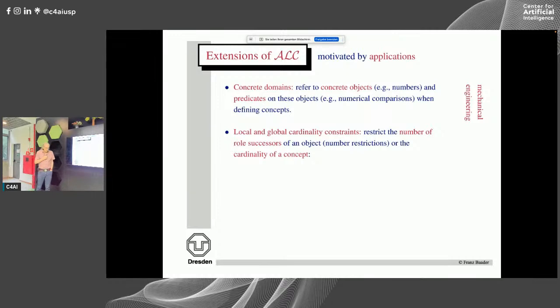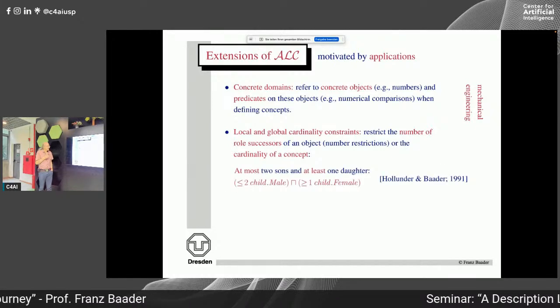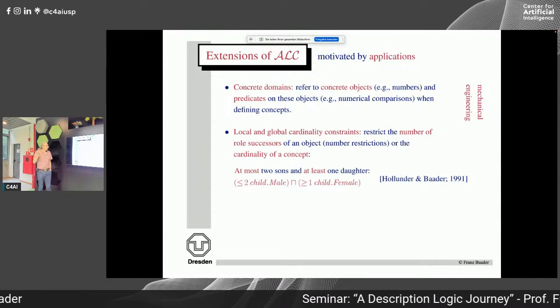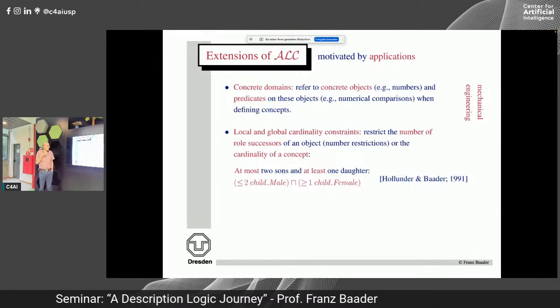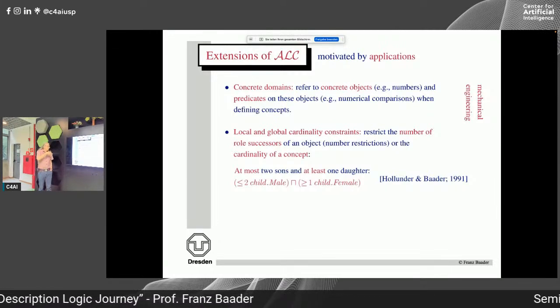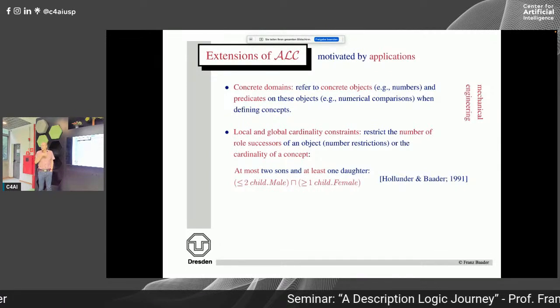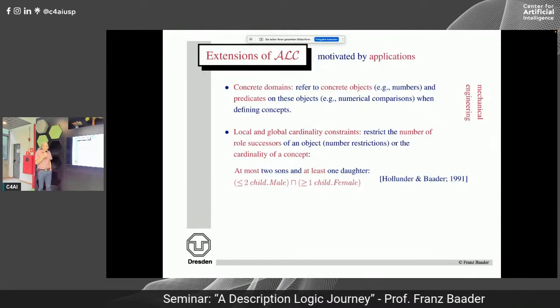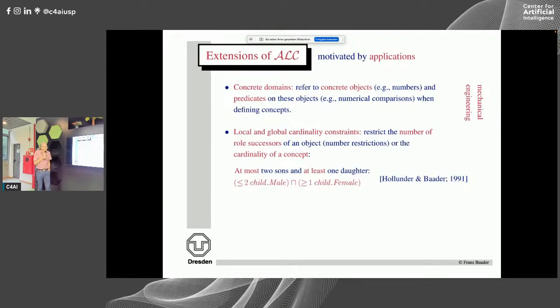Another thing we looked at was cardinality constraints. That's a bit different. It's also using numbers, but it's a bit different from the concrete domains. I might want to talk about the number of role successors. So for example, I might want to say that someone has at most 2 sons and at least 1 daughter. So this person has at most 2 children that are male and at least 1 child that is female. This is called number restrictions, but in a variant that had not been investigated before.